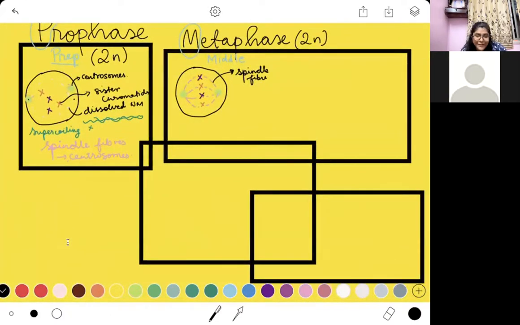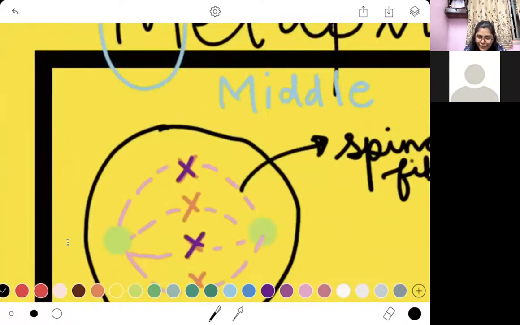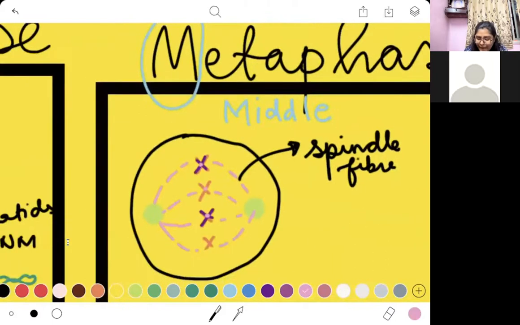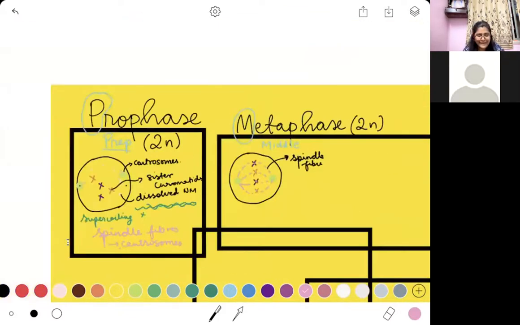Centrosomes are going to make your spindle fibers that are going to attach to each and every chromosome. Very, very important where they are going to attach. For every single chromosome, they're going to attach to the small part of your chromosome, which is called your centromere. Remember, very, very confusing terminologies used over here.